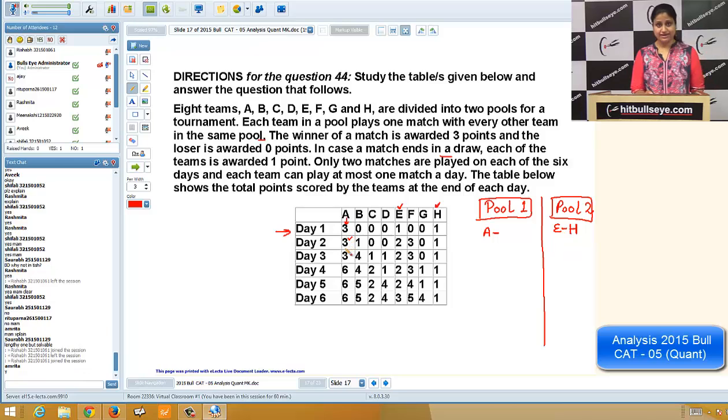Now coming to day 2. A is getting again 3 points, no addition. B is coming from 0 to 1. It means B is playing a match on day 2. And you can see E. On day 1, E's score was 1, and at the end of day 2, his score was 2. It means E is playing a match which is a draw. It means B and E are playing a match between themselves. It means B belongs to the pool which E belongs to. It means B is the third team in pool 2. Are you getting me?